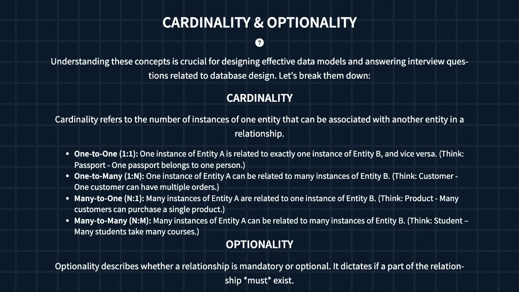Okay, let's talk about how entities relate to each other in a database. We're going to focus on two key ideas, cardinality and optionality. Cardinality basically tells us how many of one thing can be connected to another, like one-to-one, meaning just one customer has just one account number, or many-to-many, where a student can take multiple courses. Now, optionality is about whether that connection needs to exist. Is it required, or could something be missing?